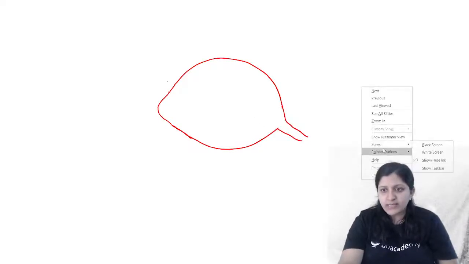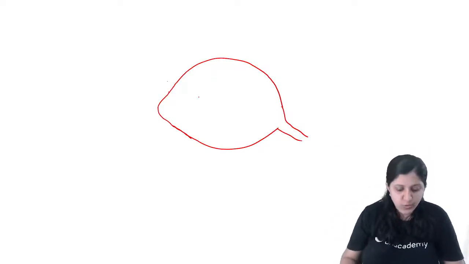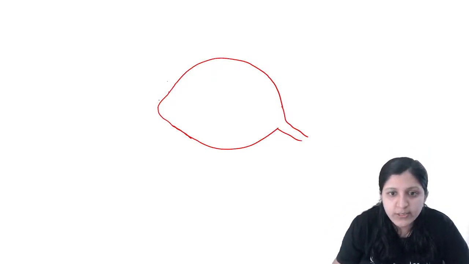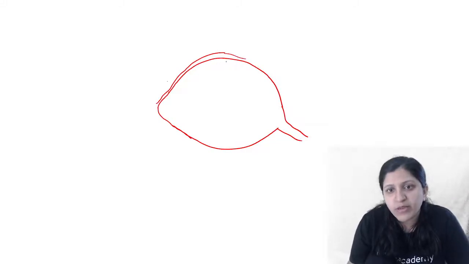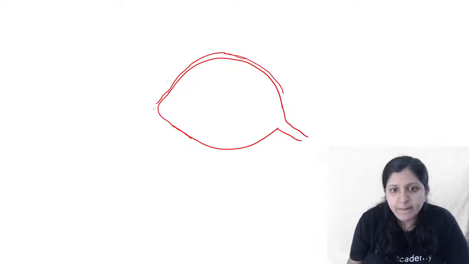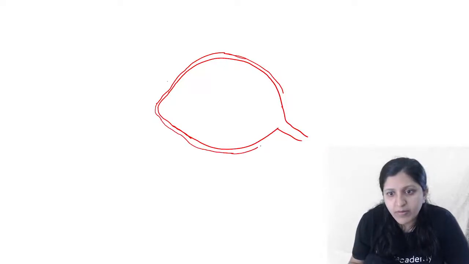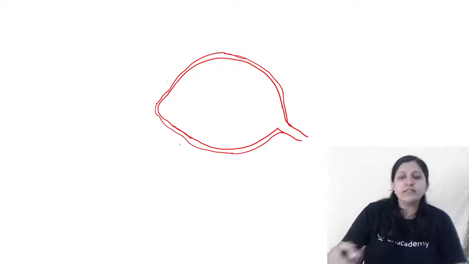All right, so I'll just draw this one. Let's start with this. Whenever we are drawing this sclera, we need to draw two layers. So let me draw one more layer over here. This will be the sclera, and this is the outer layer. So this is actually the sclera.